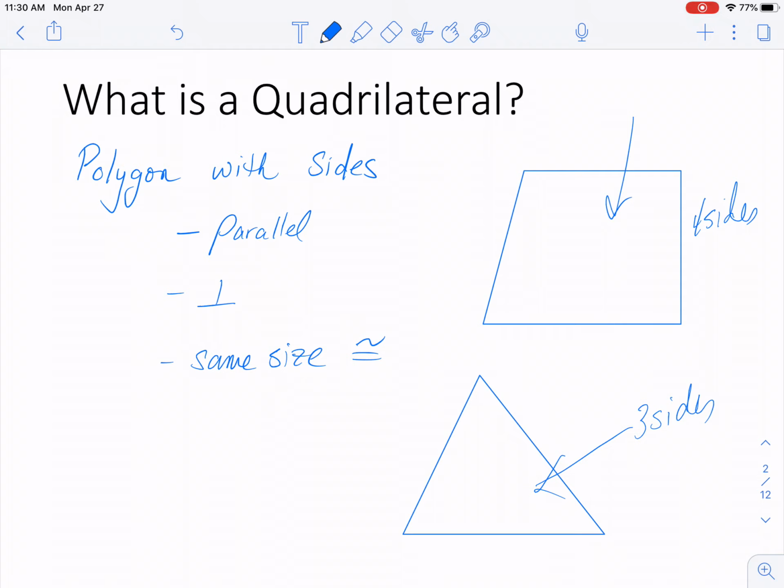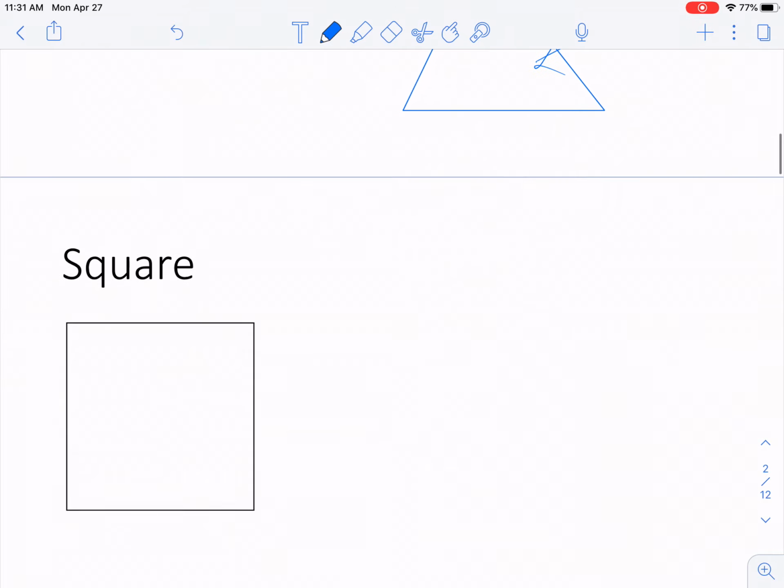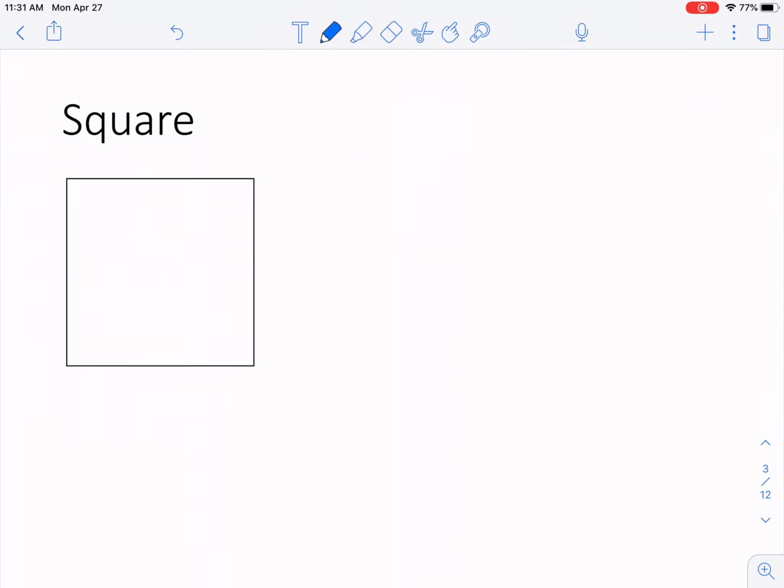So we're going to be looking at the quadrilaterals. Some of our sides might be parallel. Some of our sides might be perpendicular. Some of them might not be. Some might be the same size. Some may have different sizes, and we're going to talk about all of those different kinds of things today. So let's talk about my favorite one. Let's talk about the square.